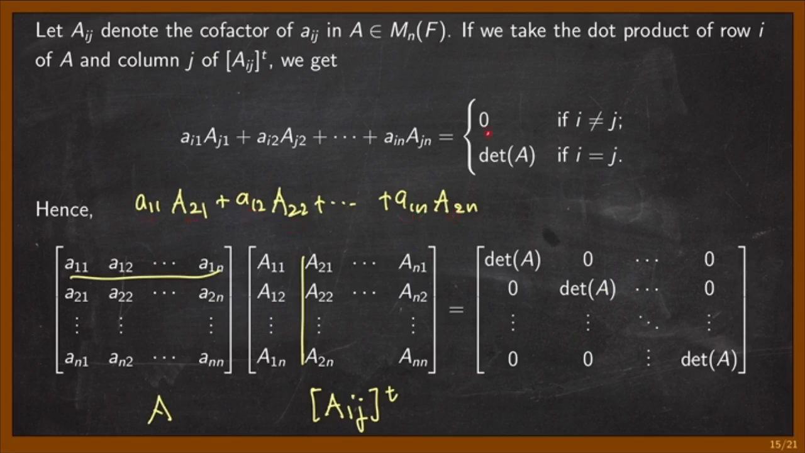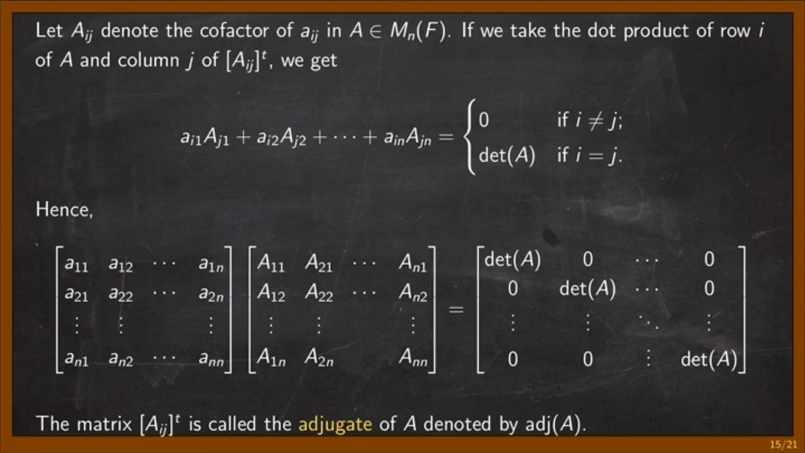As you can see, because the first coordinates differ, according to the lemma that is just 0. So whenever i is different from j, you only get zeros. In other words, off the main diagonal, you get zeros. But on the main diagonal, you get the determinant of A. So you get a diagonal matrix with the determinant of A being the main diagonal entries.